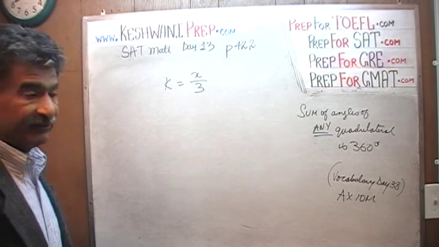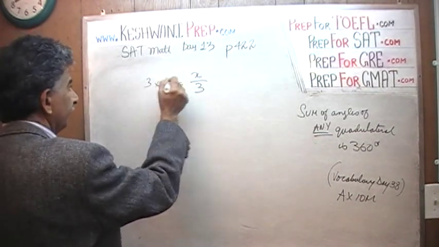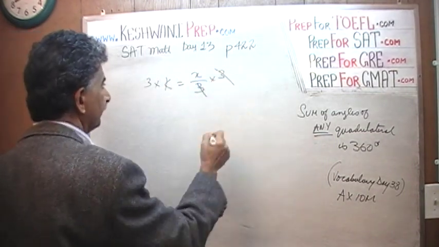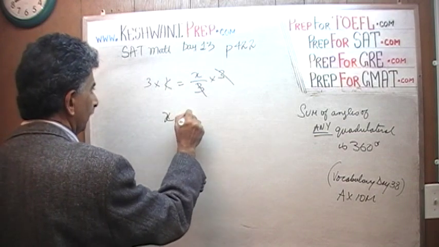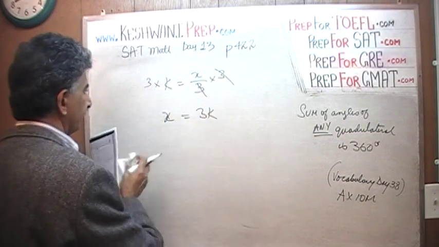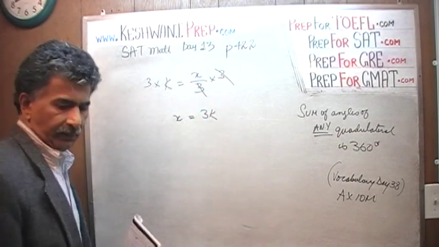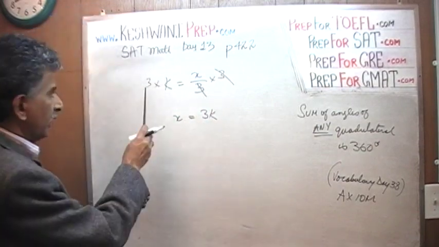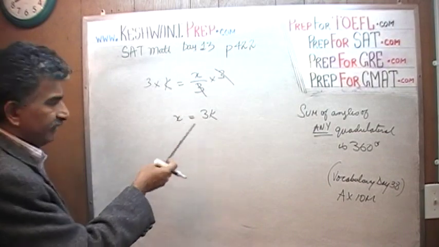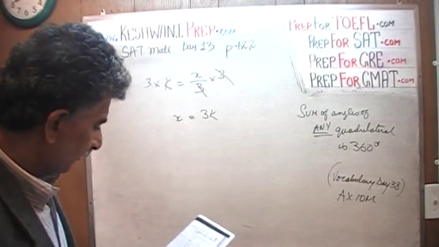So let's get the x by itself. Multiply both sides by 3. So we can cross out this 3. And that tells us that x equals 3 times k. x equals 3k. I know technically and strictly speaking I should have written 3k equals x, but it's easier to read it this way. And they're looking for how much is 3x.